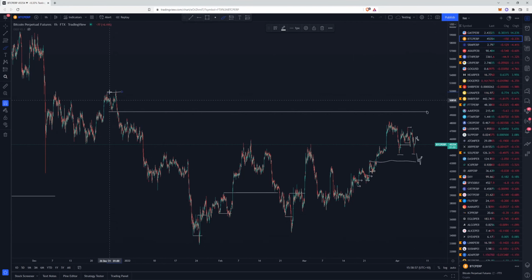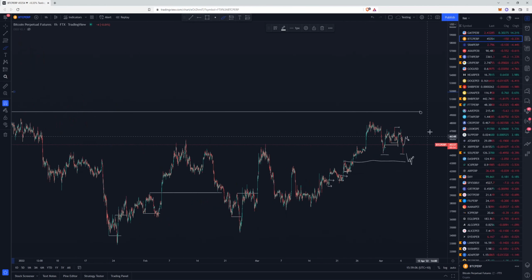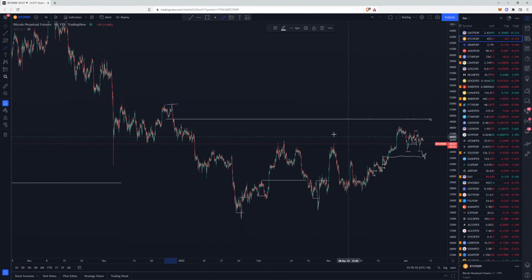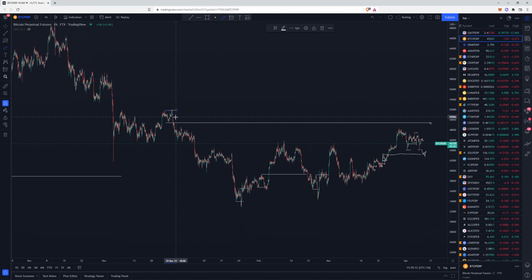So here we have a sweep followed by a break in structure. Since that break in structure, we haven't returned to that level. So if we reaccumulated previous areas of accumulation, then I would assume that the next obvious target would be previous areas of distribution. If we invalidate this high and continue to break up, then we have all of these equal highs here to test.